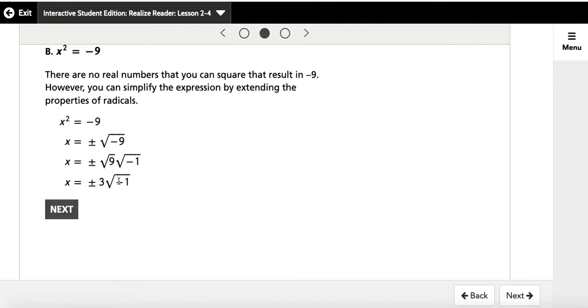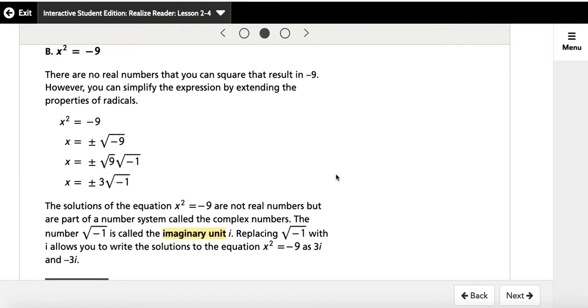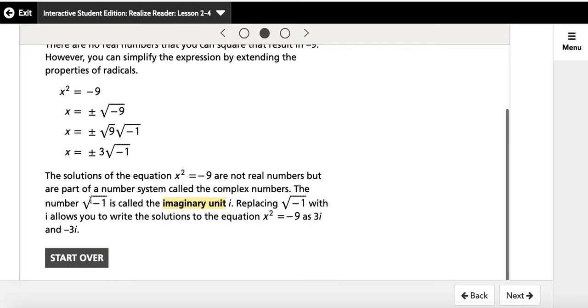Well, it turns out that at some point somebody a while ago created an identity for the square root of negative 1, and they call it an imaginary unit. The number, the square root of negative 1, is called the imaginary unit i. So replacing the square root of negative 1 with an i allows you to write the solution for x squared equals negative 9 as 3i and negative 3i. So if you ever have a problem where you're taking the square root of a negative, you're going to break it down into i, and whatever this ends up being. So this is why it was positive and negative 3i.